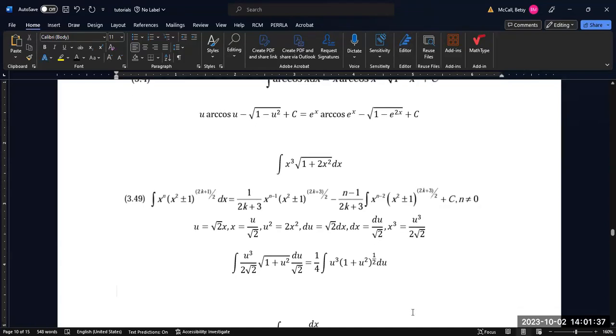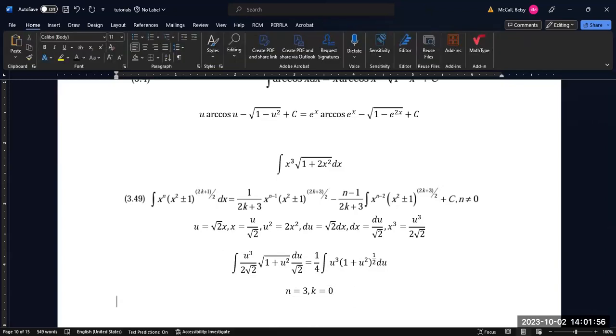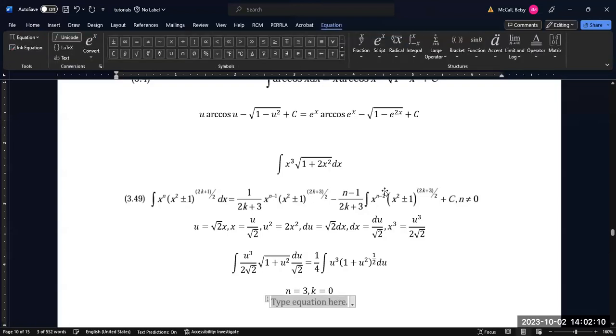All right, so what does that mean in terms of my constants? Basically, it means n is 3, and k in this case is 0, because this is 2k plus 1, and if k is 0, then I get 1/2 as a power. Now I'm going to apply this formula, and it's a reduction formula. So it's not necessarily going to get me all the way to an answer in one step. I may have to apply it more than one time.